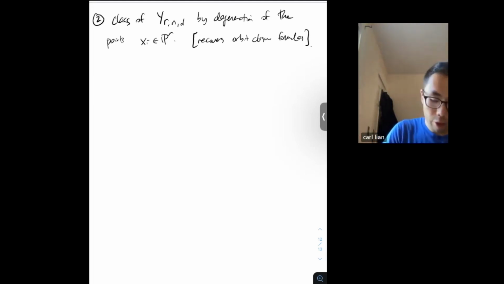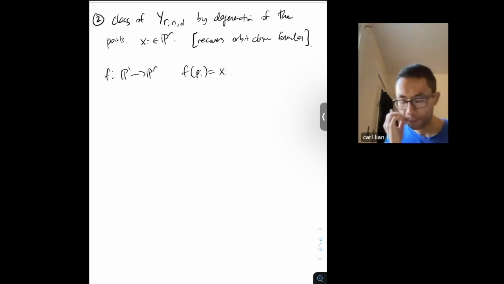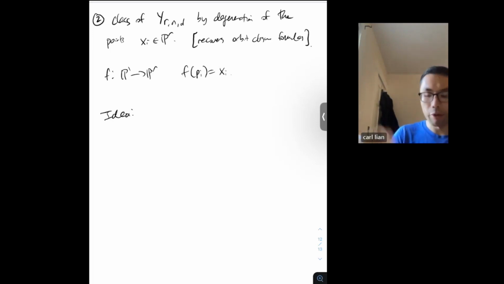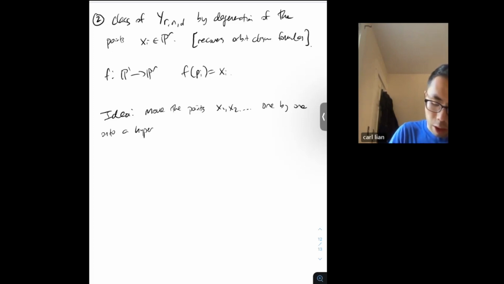To recall, I'm studying maps from P1 to PR, where points pi are supposed to map to points xi. And the idea, okay, now I'm going to do yet another degeneration. So now my curve has degenerated to genus 0, but now I'm going to start degenerating my points. More precisely, I'm going to move the points x1, x2, and so on, one by one onto a hyperplane in PR. And then I'm going to study the degeneration of F.